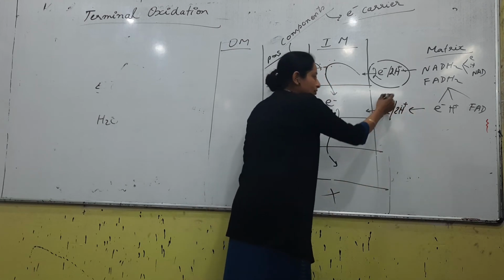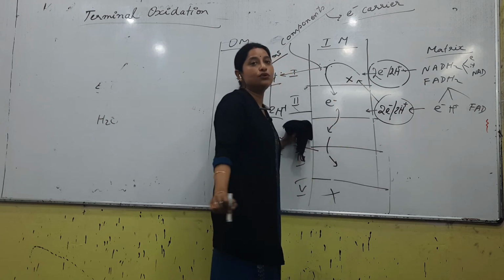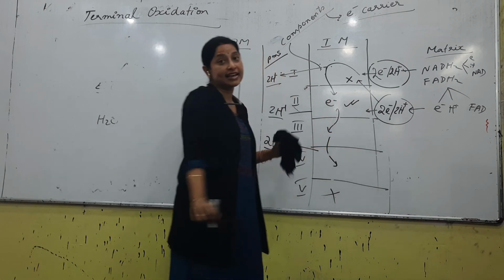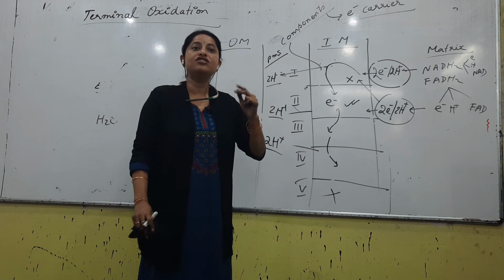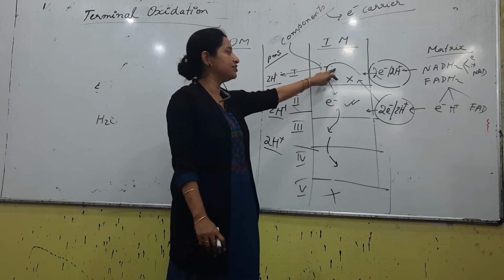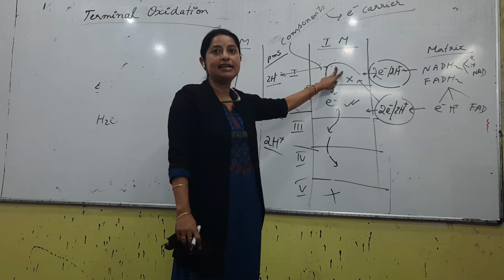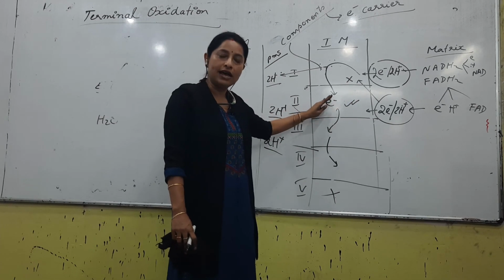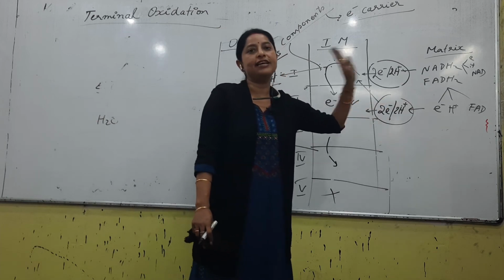Right? Now this team cannot enter in the first complex. They don't know. They will start their journey from the second complex because there is FADH2 dehydrogenase there. NADH2 dehydrogenase is there. If that enzyme is present, it will recognize the electrons of NADH2 only. If FADH2 dehydrogenase is present, then it will take the electrons from FADH2.